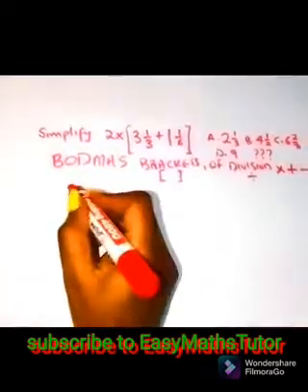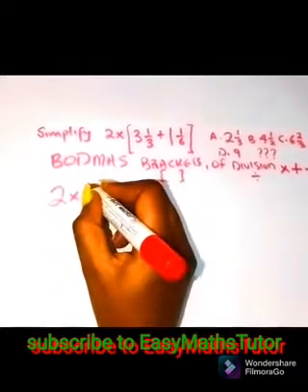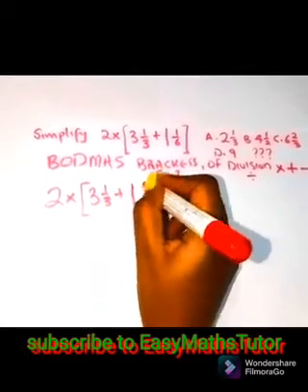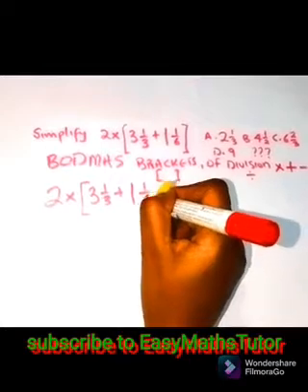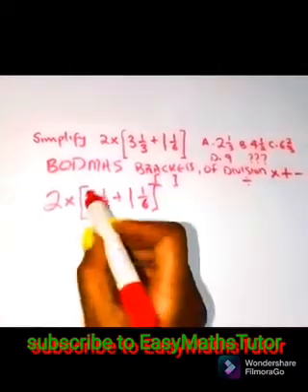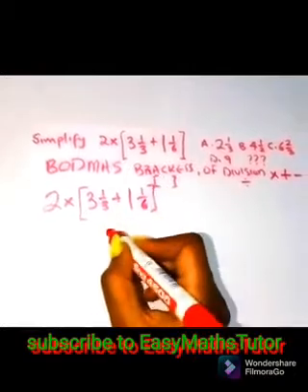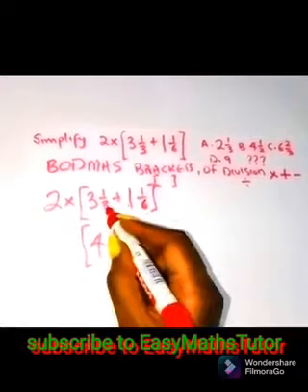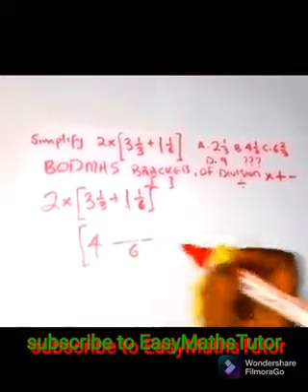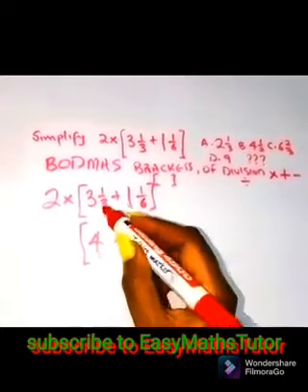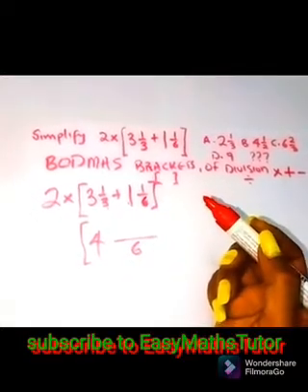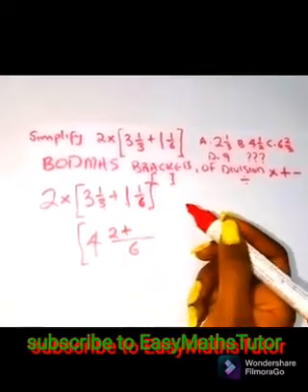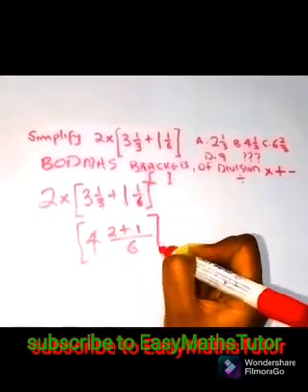And so from this problem, which is 2 times 3 whole number 1 over 3 plus 1 all over 1 whole number 1 over 6, we'll solve the bracket first. First of all, we'll add these two whole numbers. 3 plus 4 gives us 1. Then the LCM of 3 and 6 is 6. So 6 divided by 3 will give us 2 times 1, which is 2. 6 divided by 6 will give us 1 times 1, which is 1.